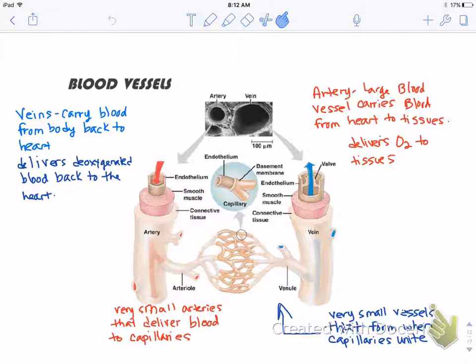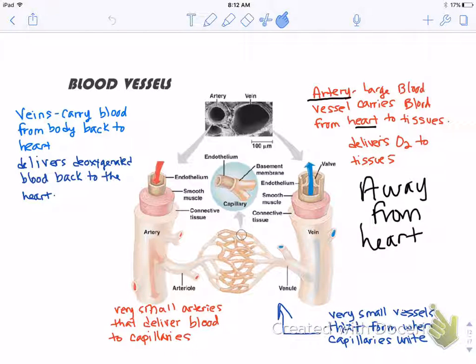Within your cardiovascular system, you have veins and arteries. You want to know the difference between the two. Your arteries are your large blood vessels. They carry blood from the heart to your tissue. So they carry blood away, think artery, away from the heart. If they're carrying it away from the heart, that means that they're carrying oxygen to your tissues because they picked up oxygen from your respiratory system.